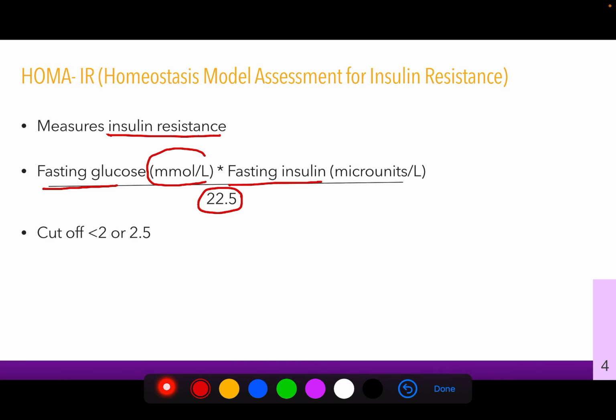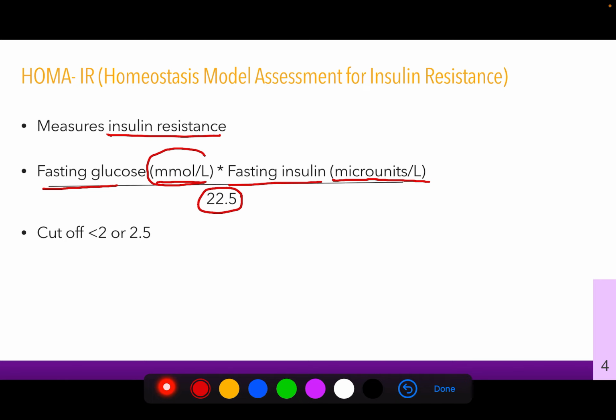If you see various journals, some show nanomoles, some show micromoles, some show picomoles. Okay, don't get confused. All are correct. It's just conversion. They would have converted into different units. The easiest one is millimoles per liter. Fasting glucose is in millimoles per liter and fasting insulin is in microunits per liter. Both have liter as the denominator. For glucose it's millimole per liter, for insulin it is microunits per liter. This is the easiest formula that you can remember.